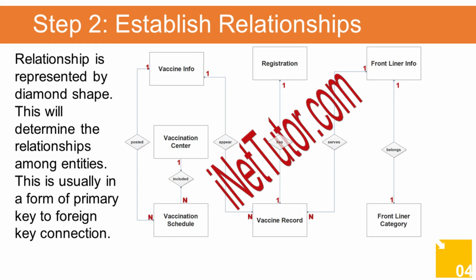Frontliner personnel may appear on the vaccine records depending on their assignment and task, 1-to-many relationship. Registration process is a one-time process, 1-to-1 relationship. Vaccine name information may appear in the vaccine records to summarize the number of people vaccinated by vaccine type in BRAD, 1-to-many relationship. Vaccine information may appear multiple times in the vaccination schedule record. This is to inform the public of what are the available vaccines for a specific date and schedule of vaccination, 1-to-many relationship. Vaccination center is also included in the schedule several times, 1-to-many relationship.